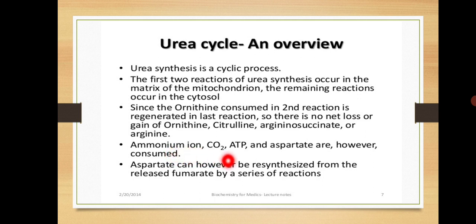Ammonium ion, carbon dioxide, ATP and aspartate are consumed, so these are utilized. Aspartate can be resynthesized from the released fumarate by a series of reactions. So aspartate and fumarate are the intermediate products of the urea cycle, and aspartate can be resynthesized from fumarate.